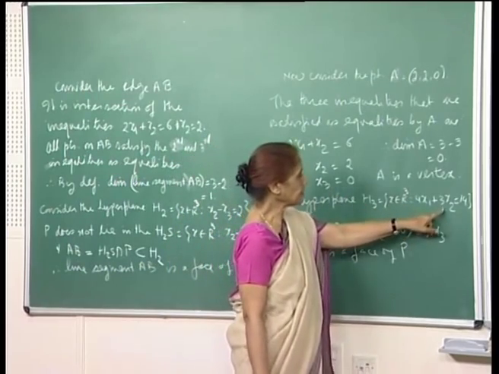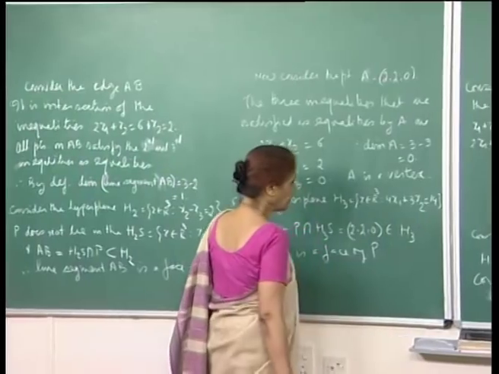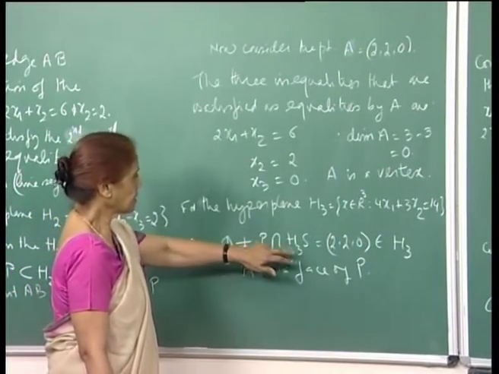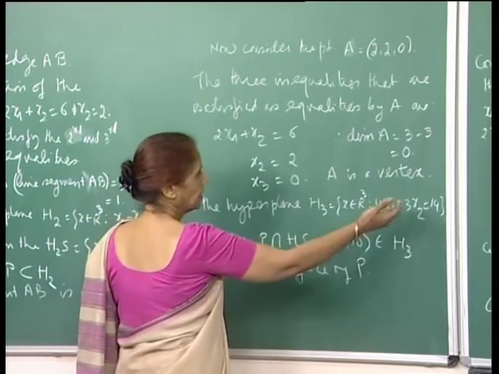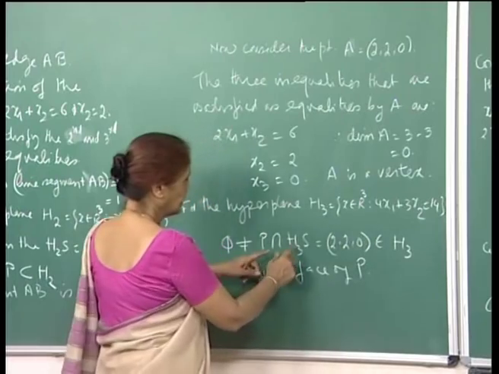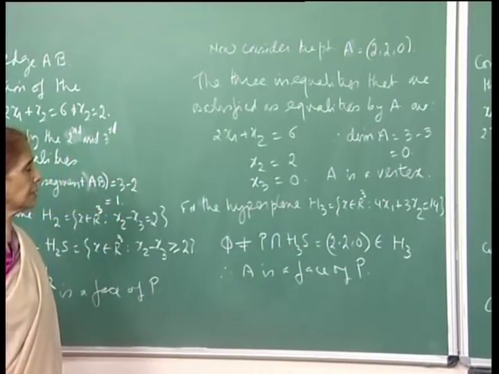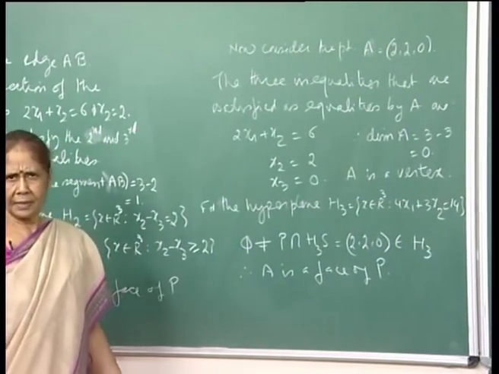for 4 x 1 plus 3 x 2 equal to 14, you see that the point A satisfies this as equality. And the intersection P intersection H 3, where of course here again I am taking the half space to be greater than or equal to 14, is the point 2, 2, 0, and this is contained in H 3. Therefore, A is a face of P and the dimension is 1.